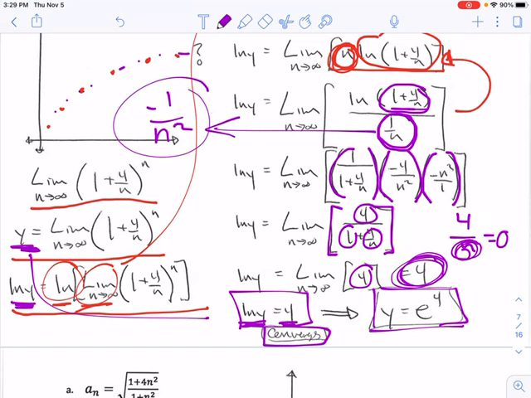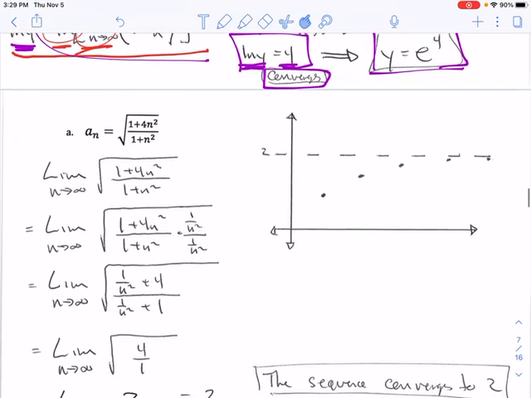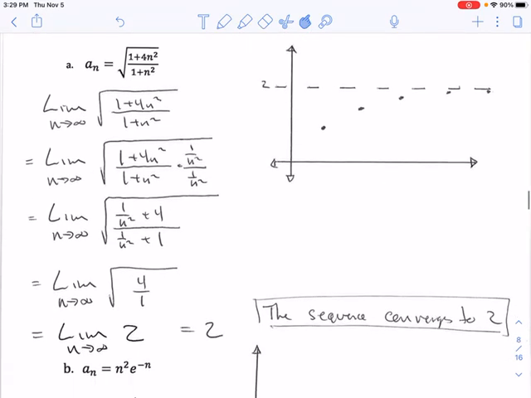All right, next up. We have a radical function. And so graphing it, once again, it looks like this is probably converging. Looks most definitely like it's converging, but let's confirm that by finding the limit as n approaches infinity.